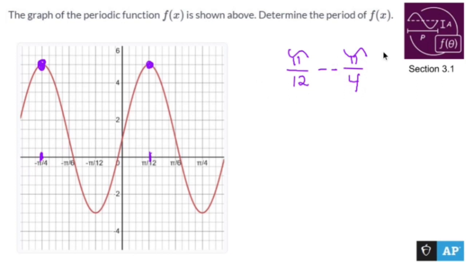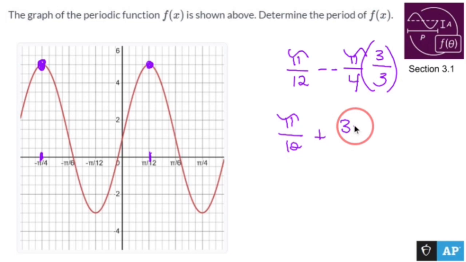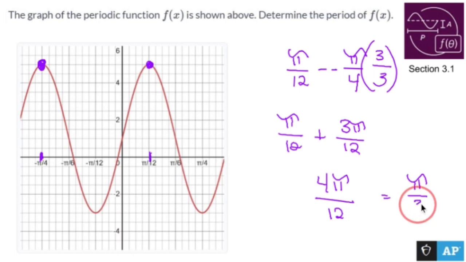What I'll do is multiply the pi over 4 by 3 over 3 to be able to combine fractions. So this is pi over 12. A double negative becomes a positive 3 pi over 12. That becomes 4 pi over 12, because pi plus 3 pi is 4 pi's. And 4 pi over 12 simplifies to pi over 3, like so.